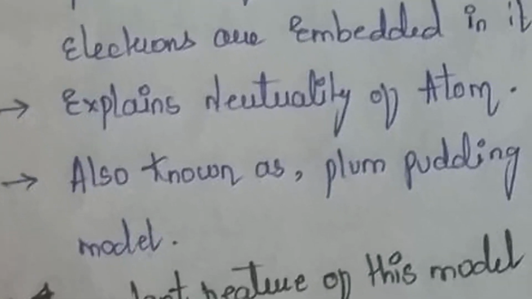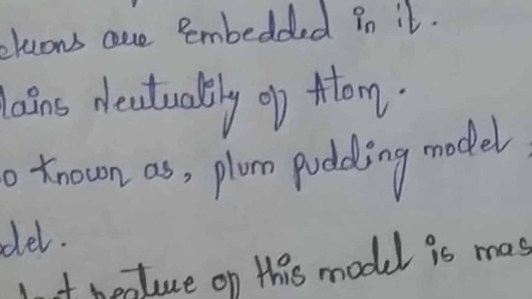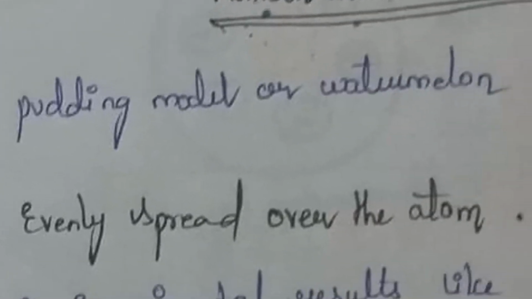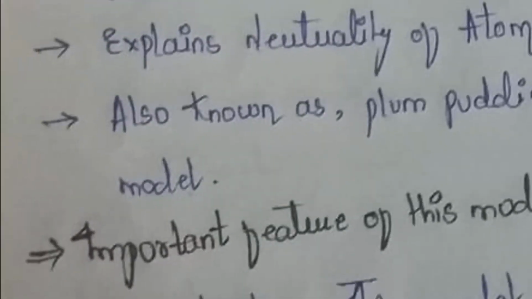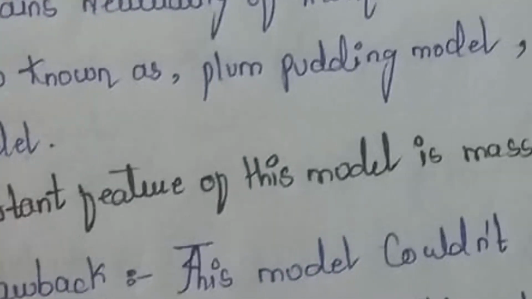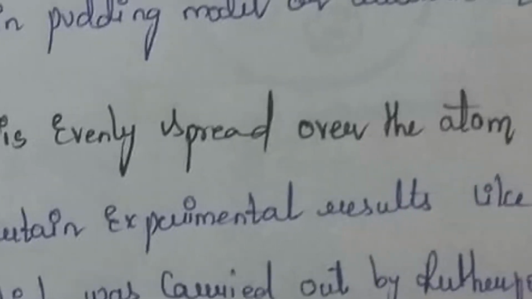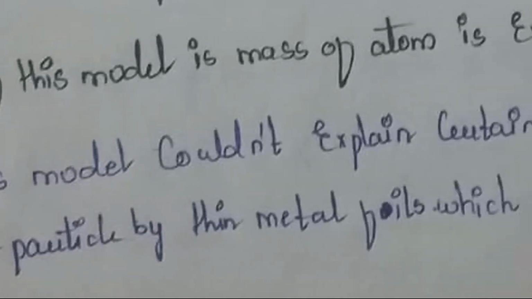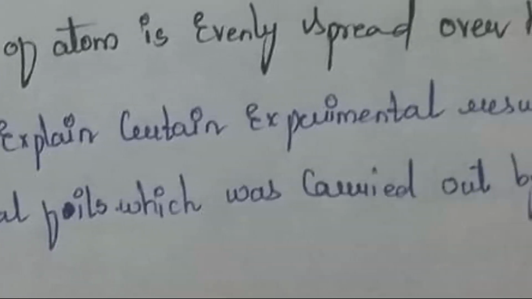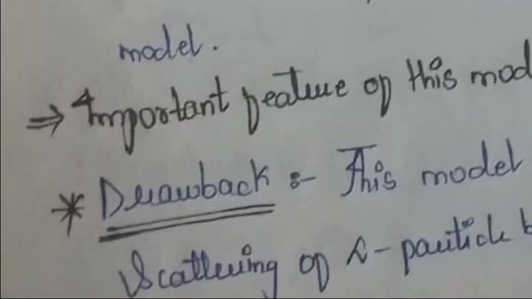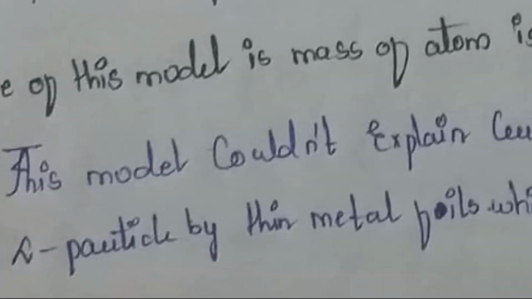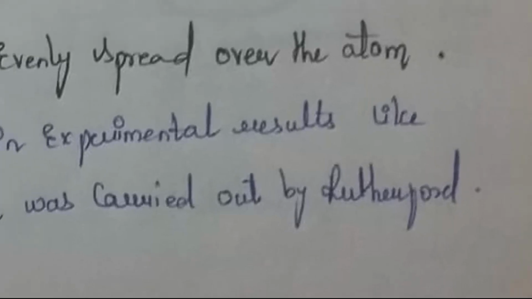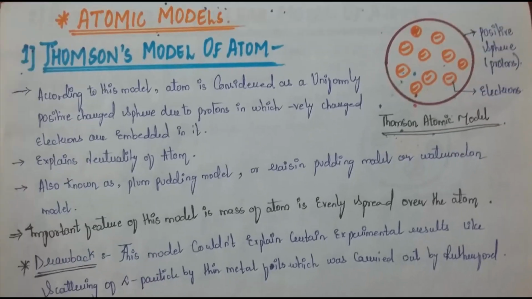Atom is visualized as a cake or pudding in which electrons are embedded. Therefore, this model is also known as plum pudding model, raisin pudding model or watermelon model. An important feature of this model is that mass of atom is evenly spread over the atom. But the drawback of this model is it could not explain certain experimental results like scattering of alpha particles by thin metal foils, which was carried out by Rutherford. This was the drawback of Thomson's model.